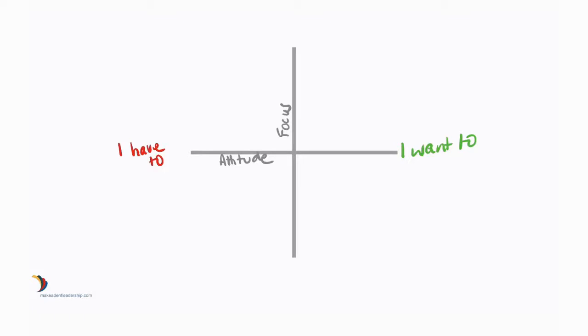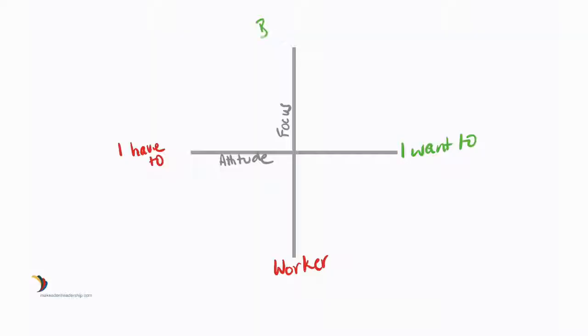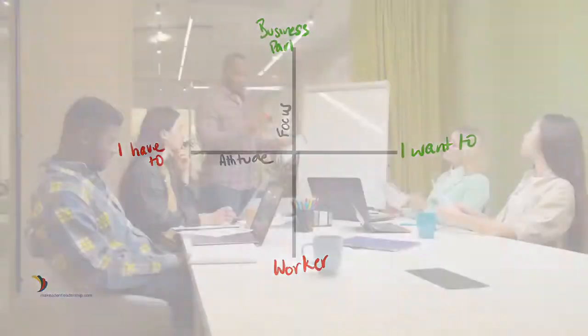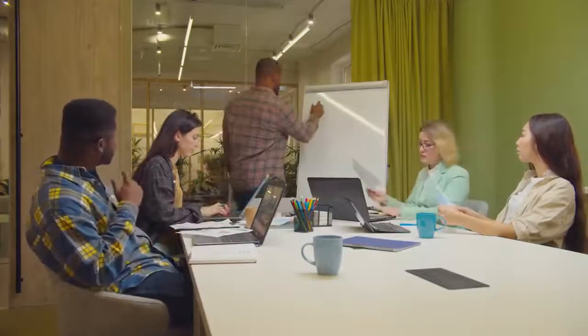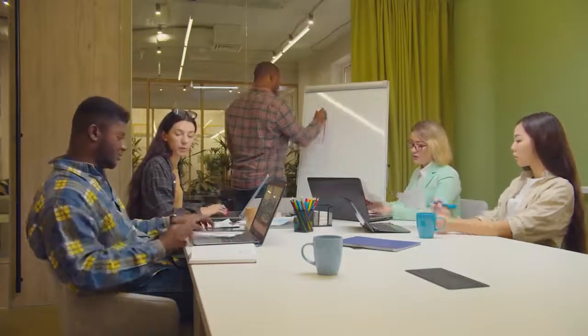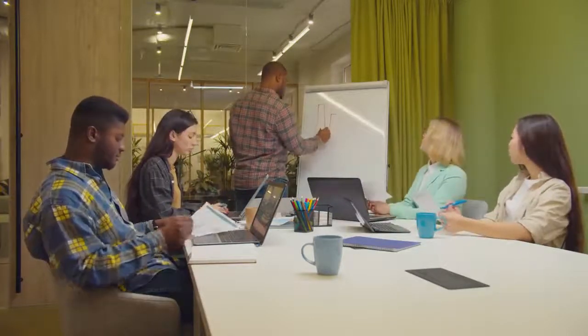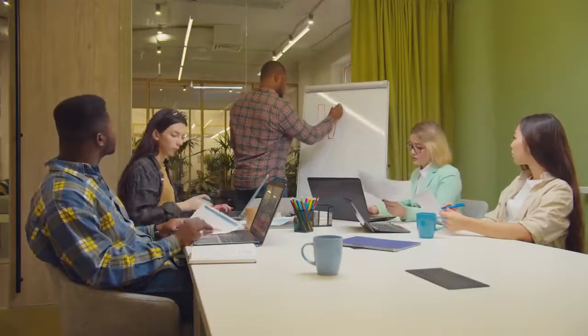And when we look at focus, people can either behave like a worker: I come to work, do my job, I do what's asked of me, and I go home. The second way people can think and behave is like a business partner, somebody who focuses on making money for the company, finding ways to improve systems, reduce frustrations, and drive better business outcomes.